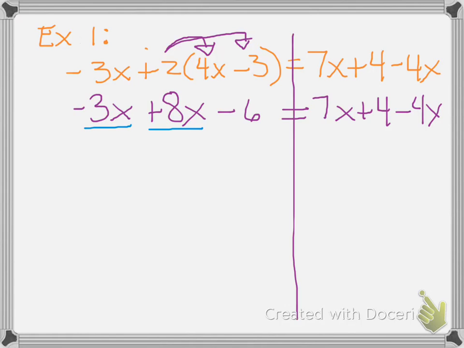So it says here negative 3x plus 8x, and if you remember we talked about how we squish those together. So that would be 5x over here on the left side minus 6. And now we could look at the right side to see if we have anything alike, and we also have two x's, 7x and then minus 4x. So we're going to squish those together over here, and that gives us 3x. And then I'm going to bring down my plus 4.